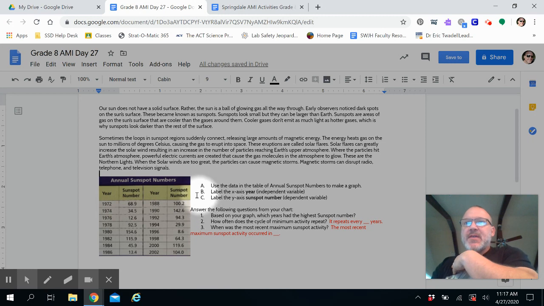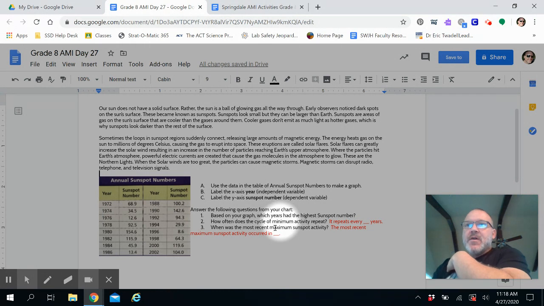Okay, let's take a look at what they want us to do. It says use the data in the table of annual sunspot numbers to make a graph. Okay, so you're going to make a graph based on the data in this table. Label the x-axis year, which is the independent variable, and label the y-axis sunspot number, which is the dependent variable. Just a quick reminder that your independent variable influences your dependent variable. So in this case, the year will influence the sunspot number.